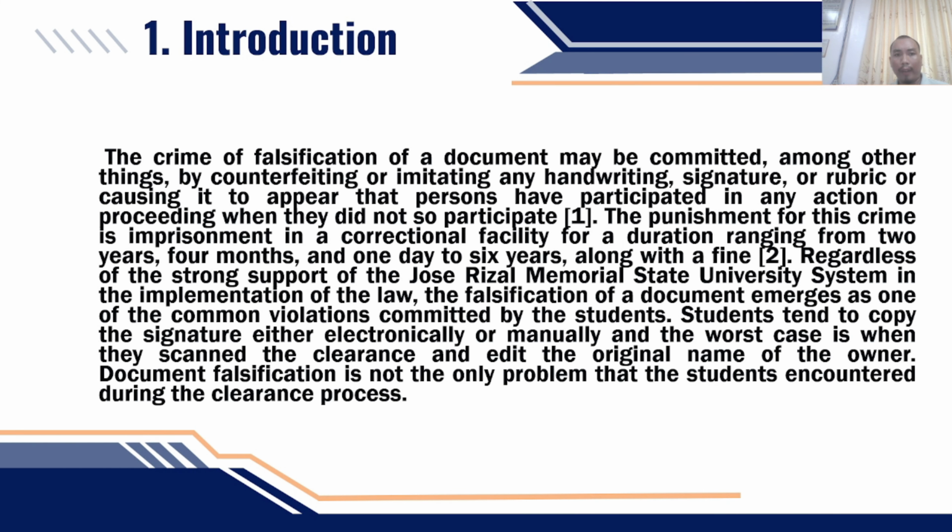Introduction. The crime of falsification of a document may be committed, among other things, by counterfeiting or imitating a handwriting, signature, or rubric, or causing it to appear that a person has participated in any action or proceeding. The punishment for this crime is imprisonment in a correctional facility for a duration ranging from 2 years, 4 months, and 1 day to 6 years.